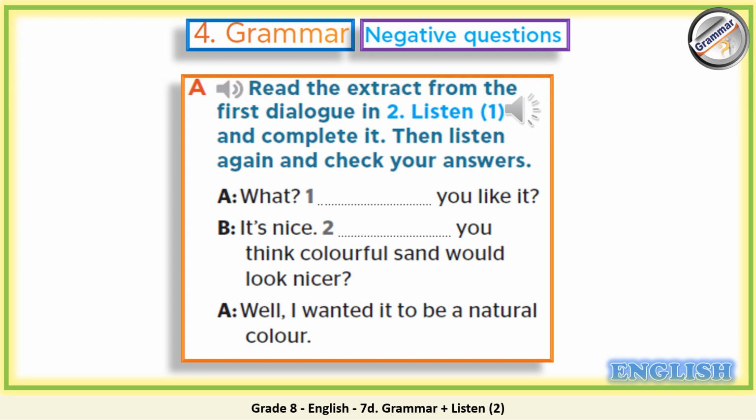Dialogue 1. So, what do you think of my bottle? What? Don't you like it? It's nice. Don't you think colourful sand would look nicer? Well, I wanted it to be a natural colour. Aren't you going to paint it? I was planning to, but I changed my mind.